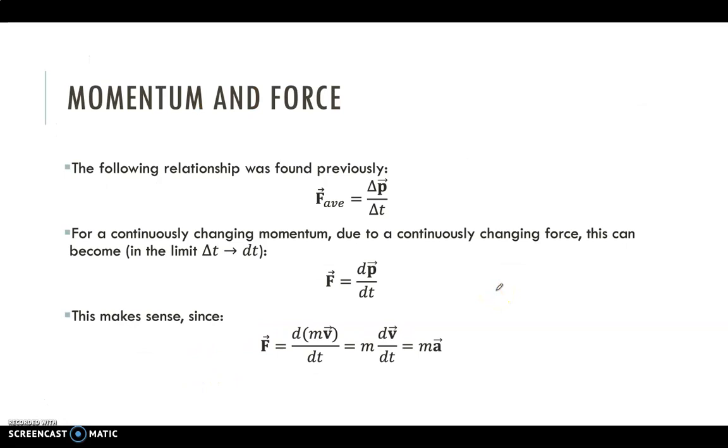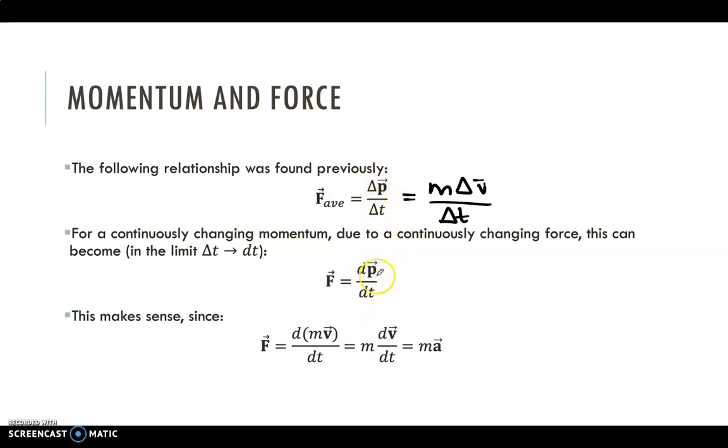All right. So let's go ahead and move on now to a relationship between momentum and force. We found in some of these problems that force is equal to delta P over delta T, which is the same as saying M delta V over delta T, right? Since momentum is M times delta V. For a continuously changing momentum due to a continuously changing force, this can become, the force is equal to dP over dt, or the change in momentum over the change in time.